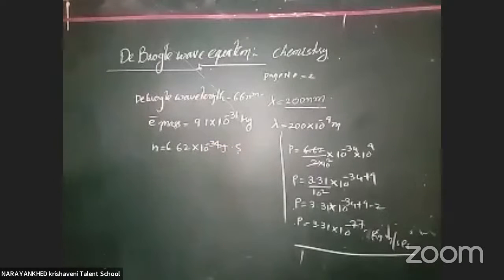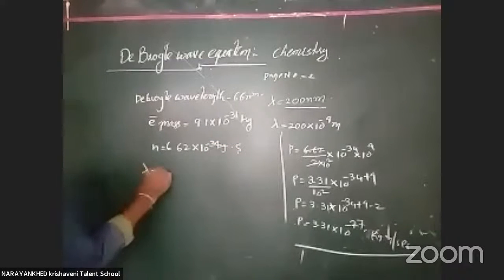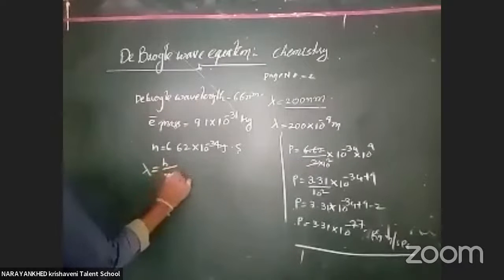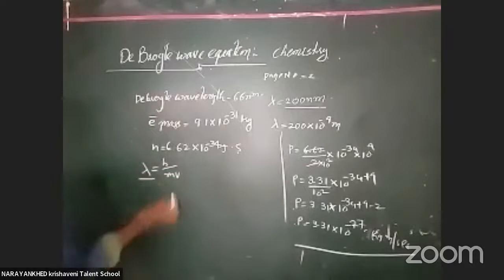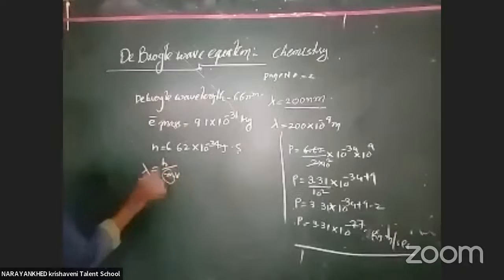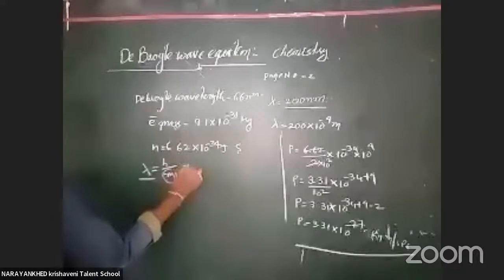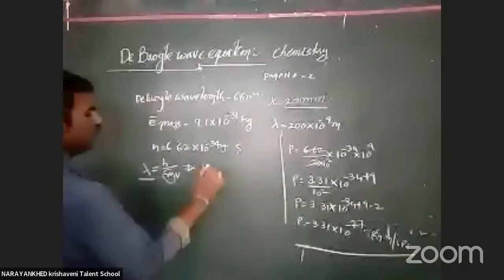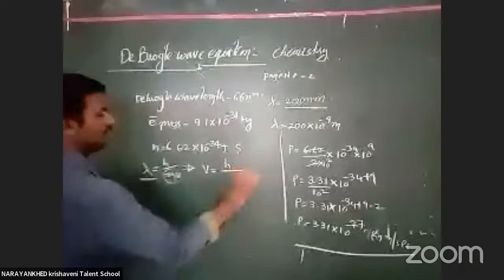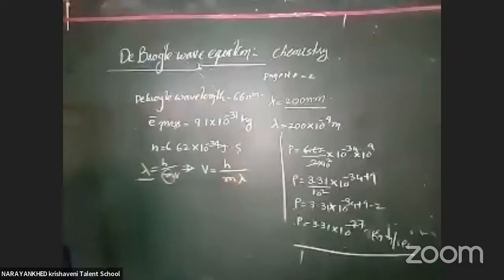Clear or not? Now lambda is taken as h by mv. Here lambda is given and m is given. We require the v value. From this formula, what will we get? v becomes h by m into lambda. Clear or not, all the students?